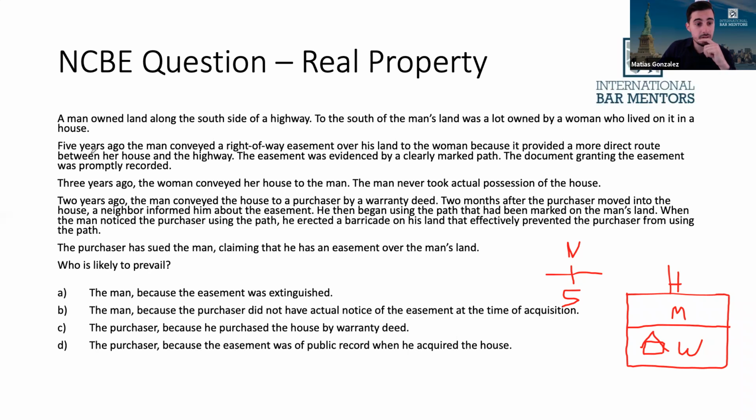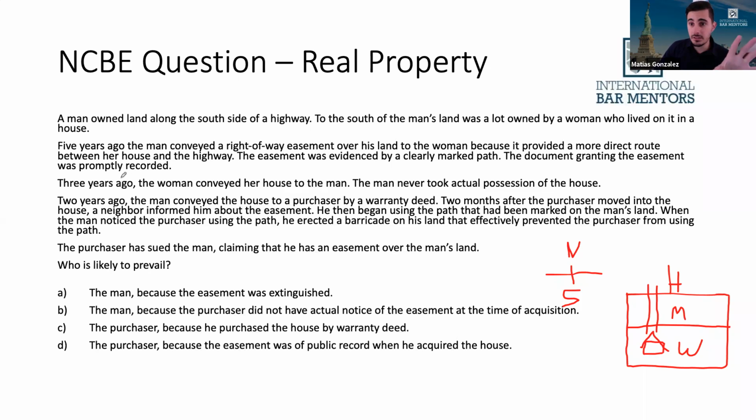So 5 years ago, the man conveyed a right-of-way easement over his land to the woman because it provided a more direct route between her house and the highway. So he gives her an easement, right, for a road. So this is the easement right here, right? Okay, the easement was evidenced by a clearly marked path, as you can see there in my elaborate drawing. The document granting the easement was promptly recorded.